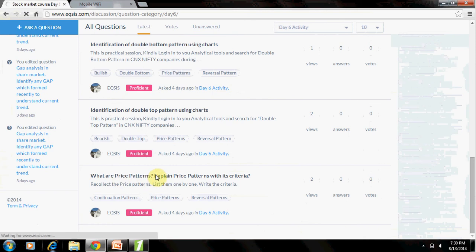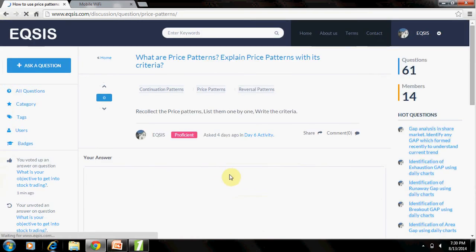This is once again a recall activity. So you have to write them one by one, like what are those price patterns. You can say it's a double top, double bottom, then head and shoulder, inverted head and shoulder, and then you might have seen a cup pattern.